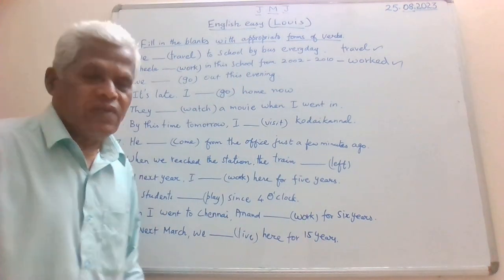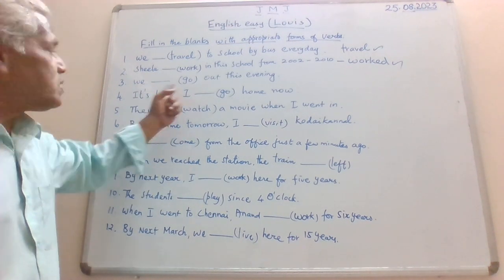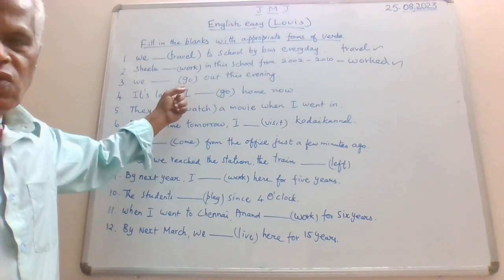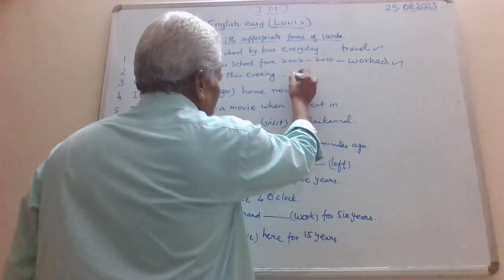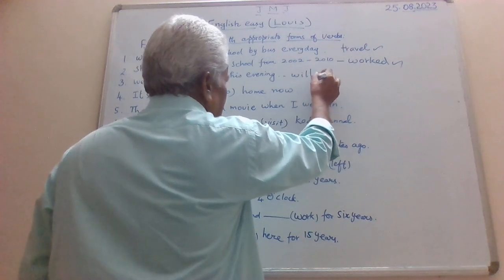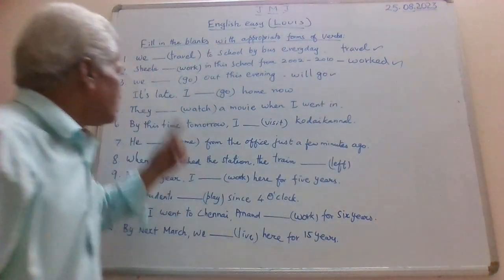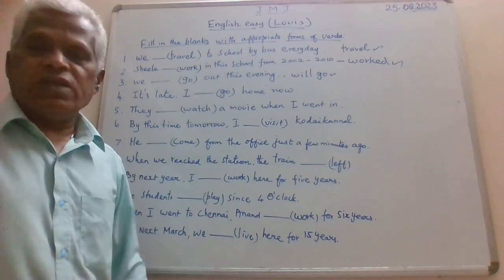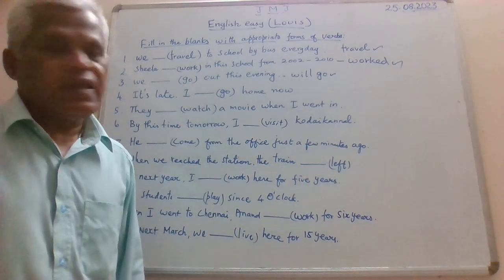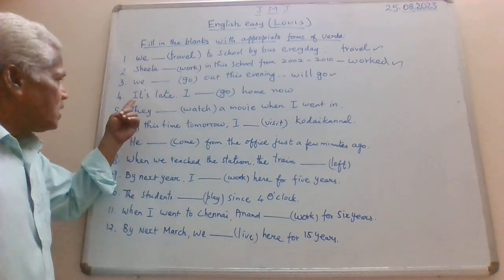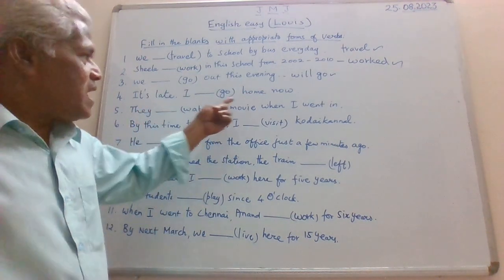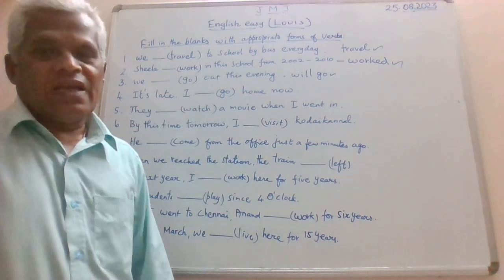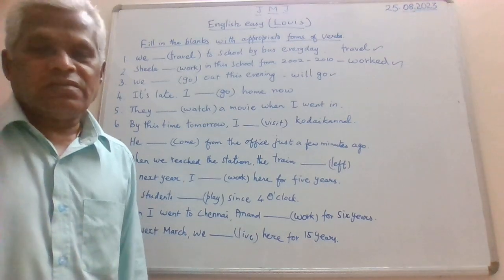So, straight away, we can write the future tense of this verb go. So, what is the future tense of the verb go? It is nothing but will go. See? Will go. So, we will go out this evening. Read the next sentence now. It's late. I dash go home now.